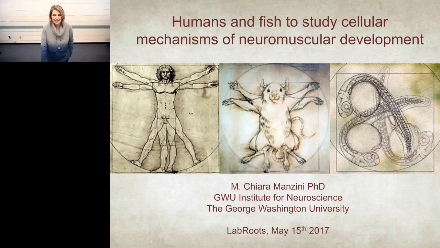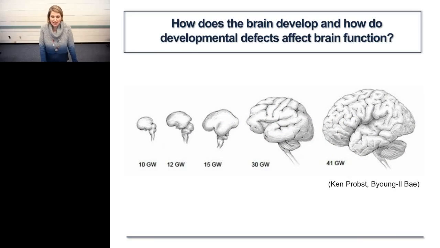Hello, thank you, Kristen, for the introduction, and thank you, LabRoots, for giving me the chance to tell everyone about what my lab is doing. As Kristen said, we use a combination of human genetics and animal models to study the mechanisms of neurodevelopmental disorders. Today, in particular, I will tell you about a project focusing on neuromuscular development using zebrafish as a model. So what is the big question?